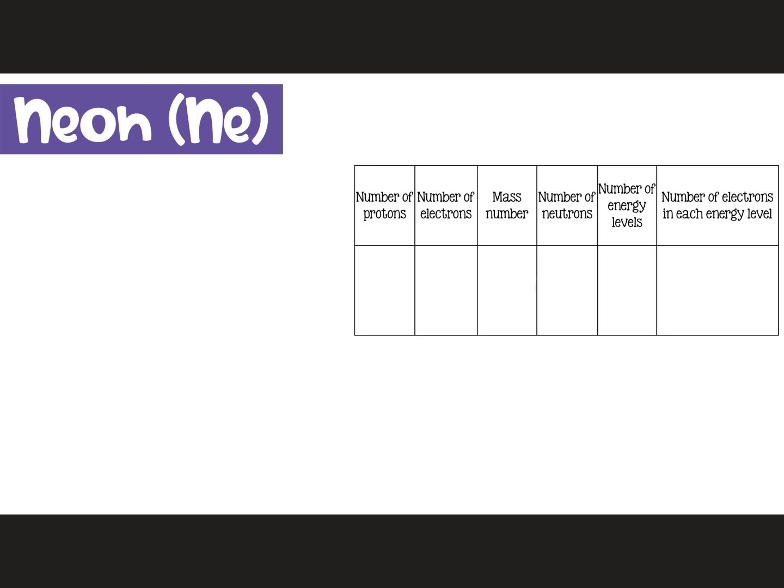Let's have a look at neon, which has an atomic number of 10. Meaning there are 10 protons that go in the nucleus as well as 10 electrons. We will look at the atomic mass and round that to the nearest whole number to get a mass number of 20, and 20 minus 10 gives us 10 neutrons, which also go in the nucleus.